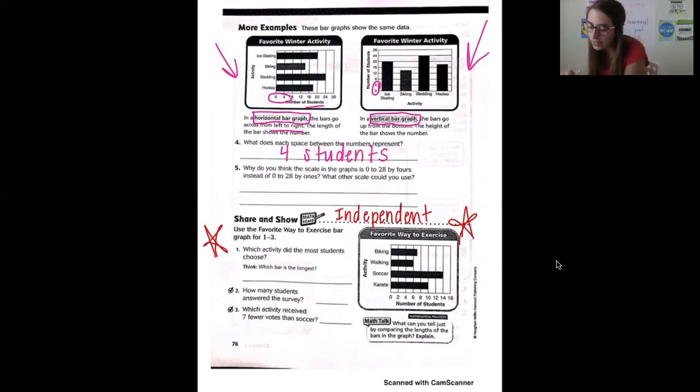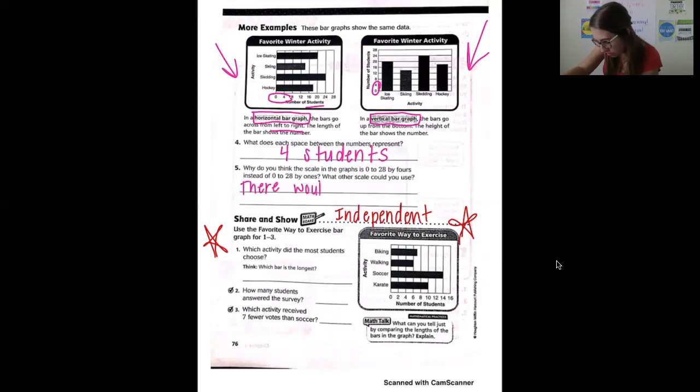Now it says, why do you think the scale in the graphs is 0 to 28 by 4s instead of 0 to 28 by 1s? Why do we think they did that? Why do you think they didn't just count by 1? 0, 1, 2, 3, up to 28. Why do you think they decided not to do that? I think they decided not to do that because there would be way too many numbers in the graph and it wouldn't fit on the page. So I'm going to go ahead and write that.